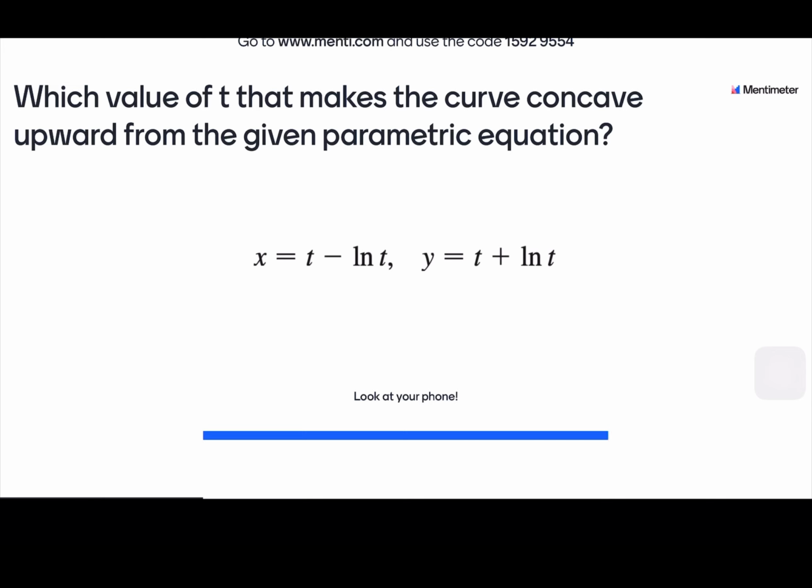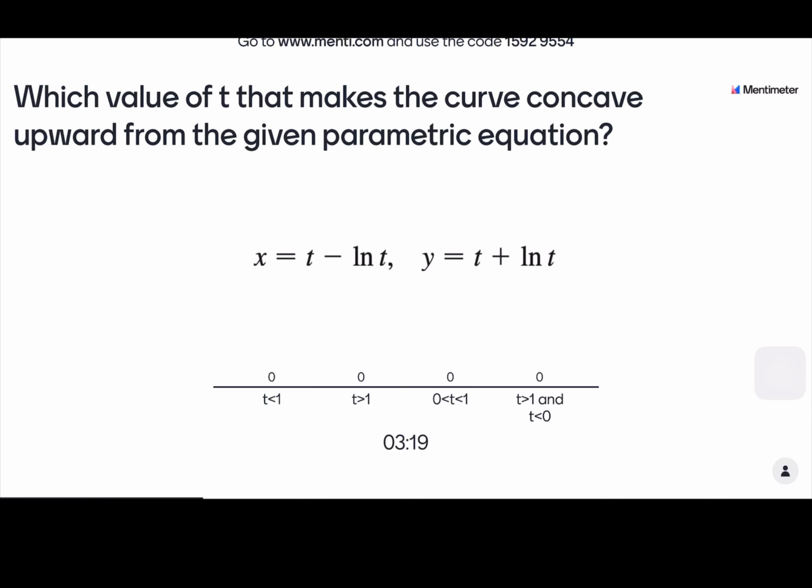So concave upwards. Okay, concave upwards is related to which part? I hope the time is okay. Do you still remember the ln? How to derive the ln?